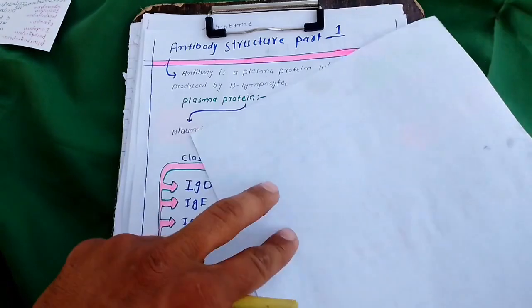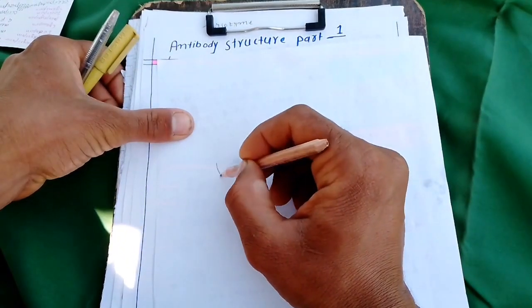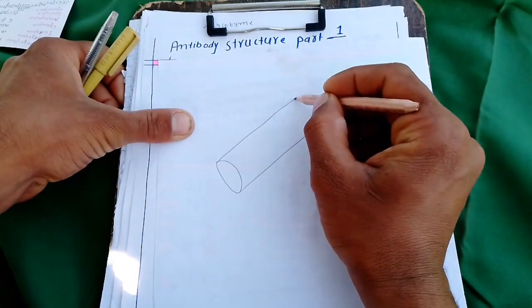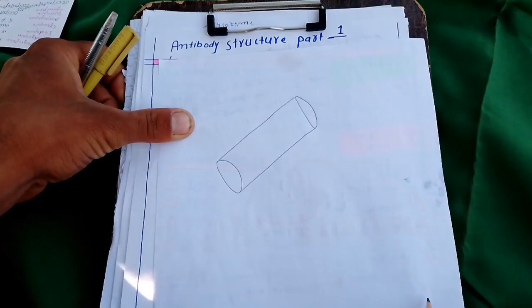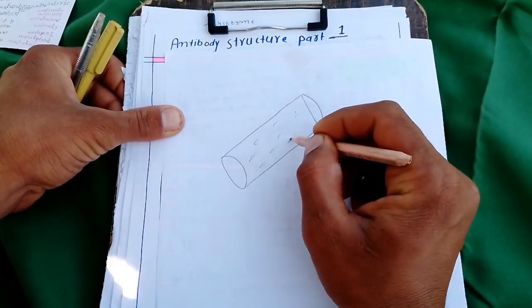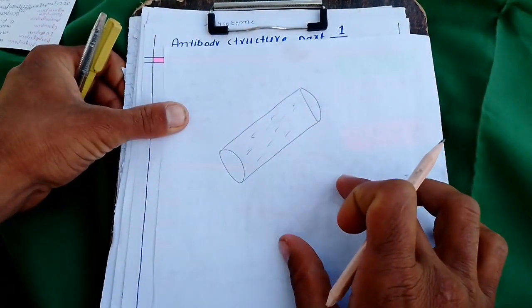As we know that, this is my blood vessel. This blood vessel contains blood. What is blood? What is the composition of blood? Blood is composed of two parts.